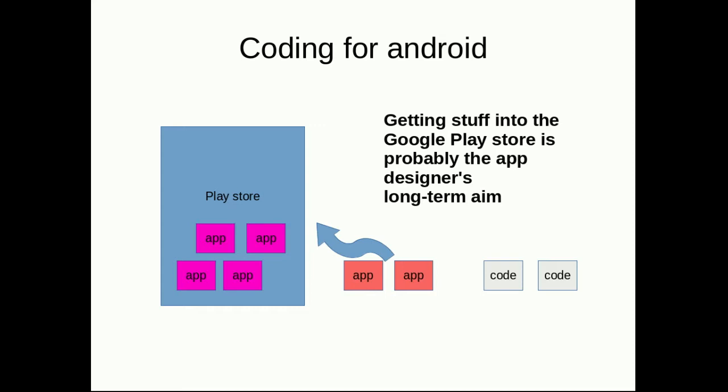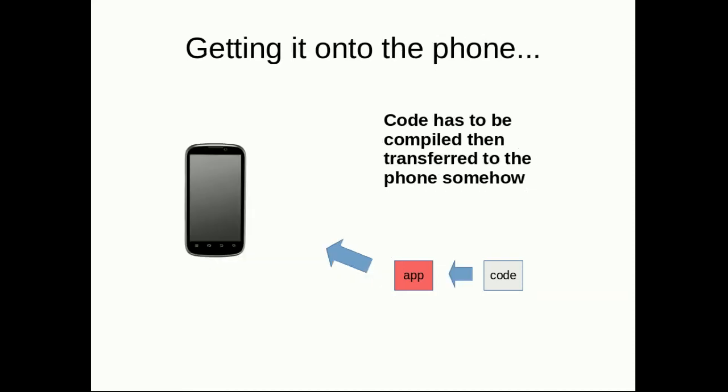So if you're doing it as part of the development process, you've got some code, which in this case is created in App Inventor, so it's blocks-based code, but it's code nonetheless, and that then has to be compiled and then transferred onto the phone somehow. So you get your code, you do something to it to turn it into an app. In Android terms, that's an APK file. I'm not quite sure what that stands for. Sorry, should have looked that up. But you get your APK file and then you put it on your phone.